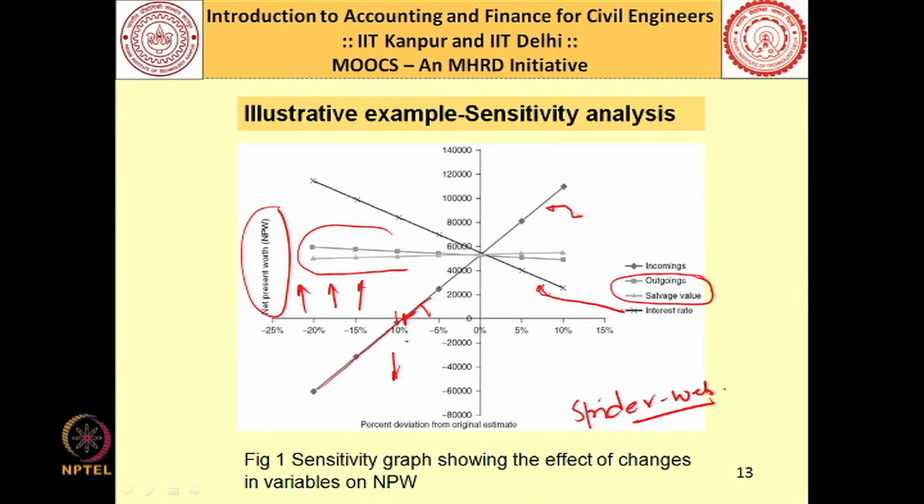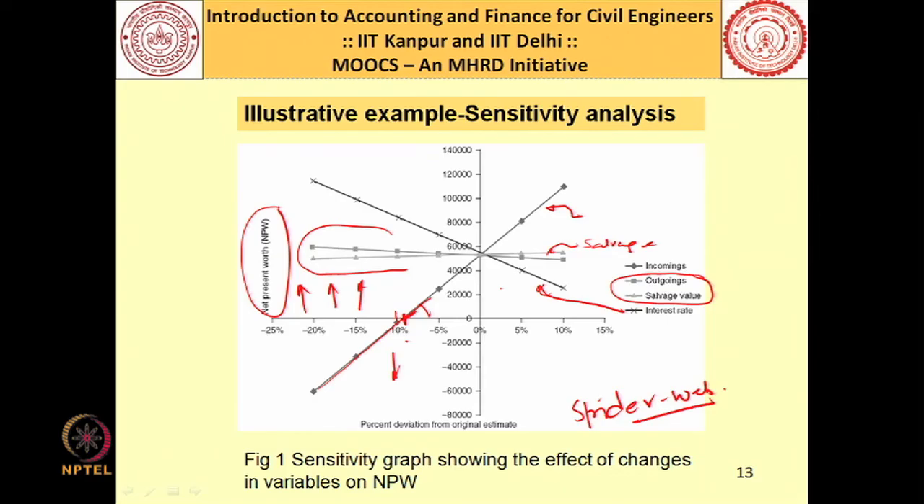So, these two lines correspond to outgoings and salvage value. This one, the triangular one, is for salvage value, and the other one is for outgoing. You can see the slope for them is very flat. The flatter slope represents that they are not very sensitive, almost insensitive. So, there is no point putting too much focus on estimating these variable values.